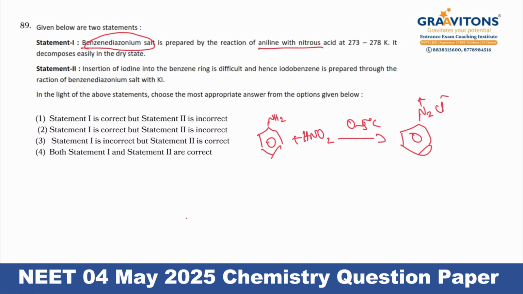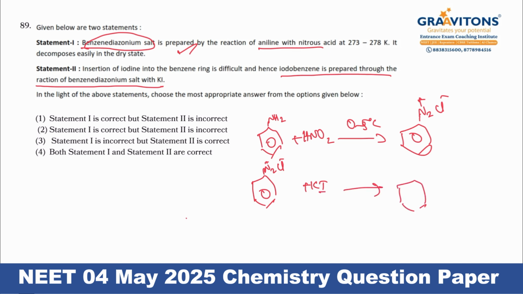Okay, so this statement 1 is right. Statement 2: insertion of iodine into benzene ring is difficult, and hence iodobenzene is prepared through reaction of benzene diazonium salt with KI. So when you take benzene diazonium salt with KI, you can find the formation of iodobenzene with the N2 gas released and KCl formation. So both statement 1 and statement 2 are correct.